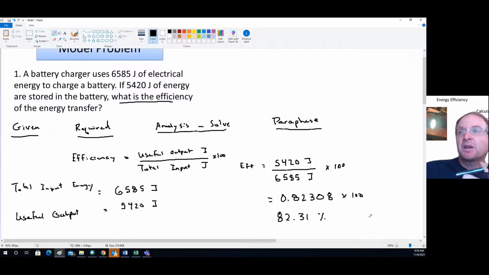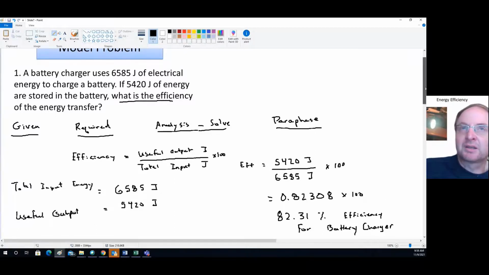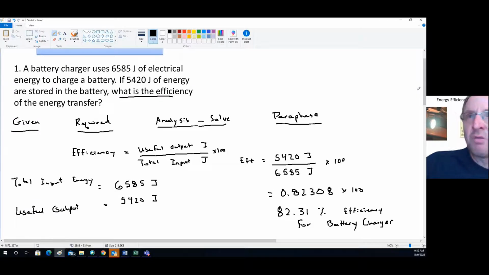We can paraphrase right now. Efficiency for the battery charger, because that's what we're talking about here. That efficiency can never be over 100, can never even actually be 100. And if you do get an answer over 100, then yeah, look at your work basically, because something's gone wrong. So check out your work, and it's always good to check as you're going, not go too fast.